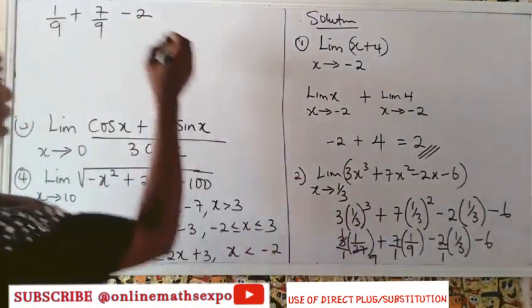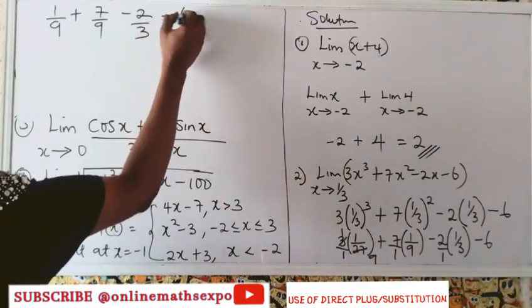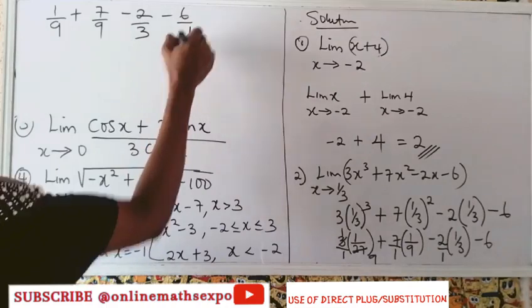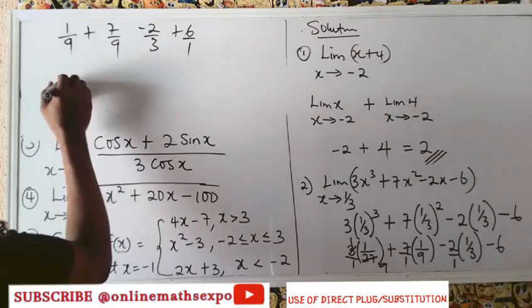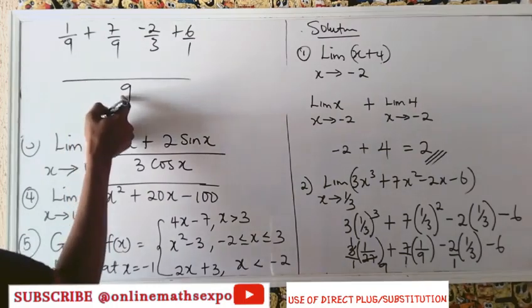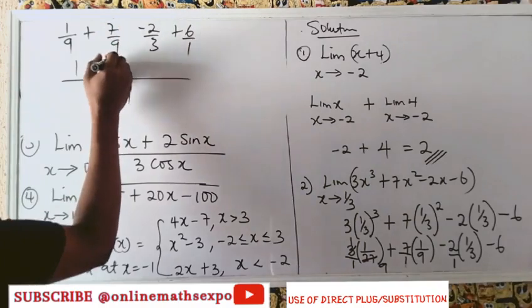1 multiplies 3 is 3. Then we have negative 6. Okay? That will give us, make it over 1 so that we simplify. Then we take the LCM as 9. This will go through to give us 1 multiplies 1 is 1. This is 1 multiplies 7 is 7.